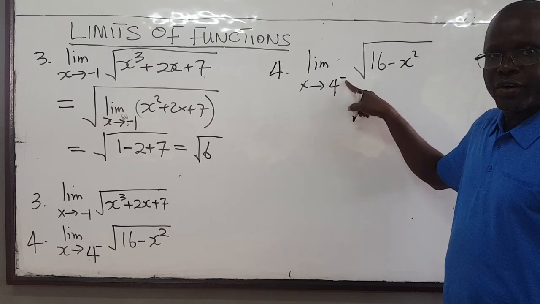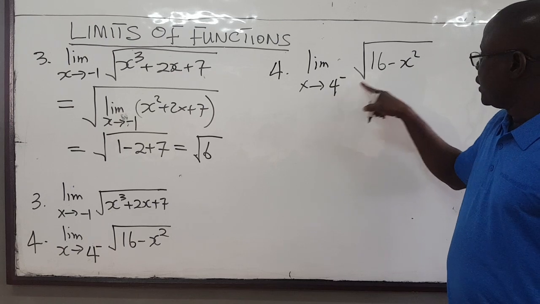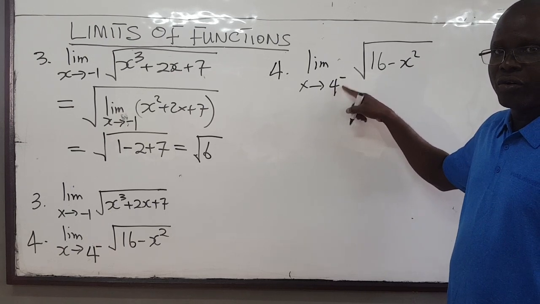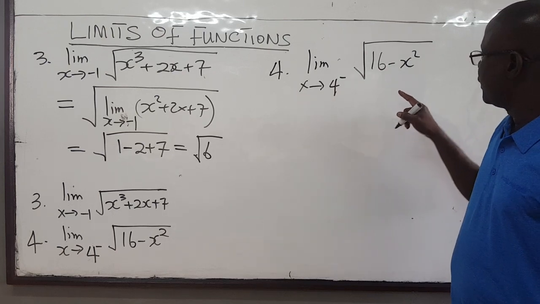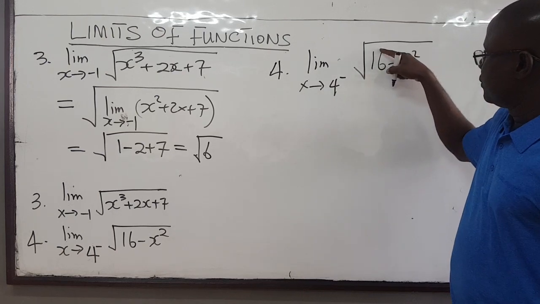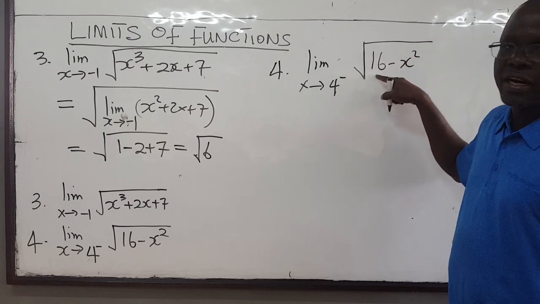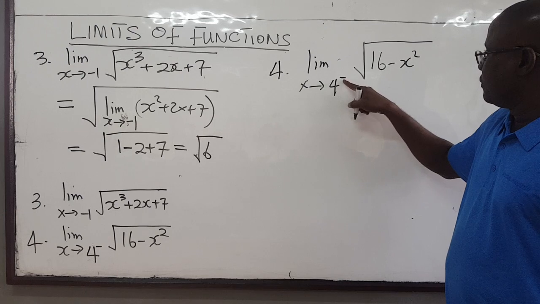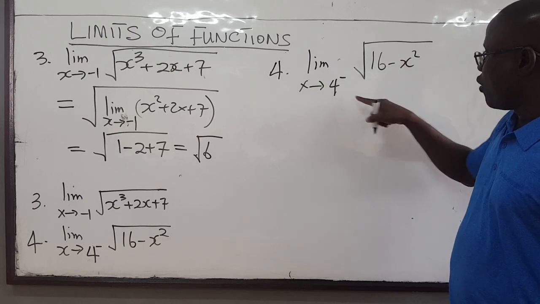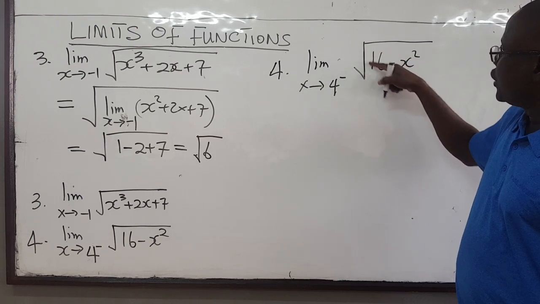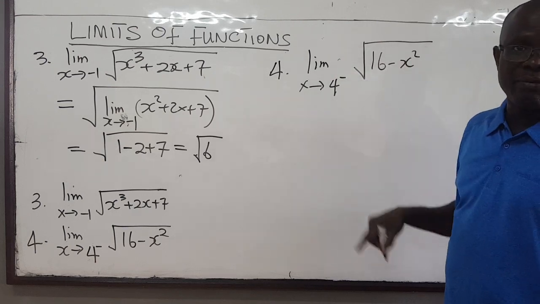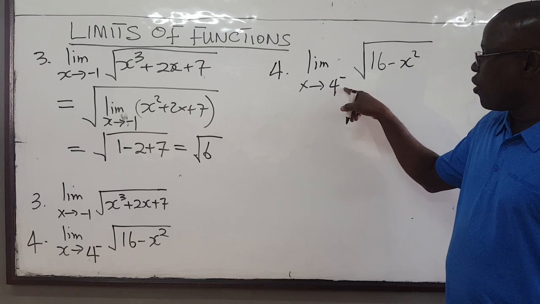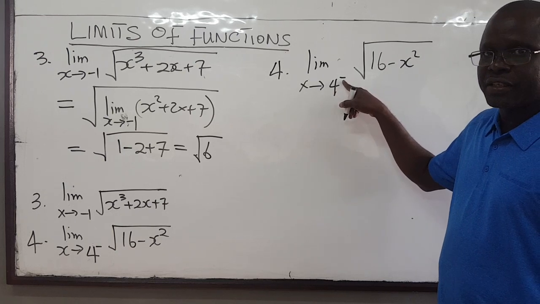Now, approaching 4 from the left hand side is there for a reason. It's very important, because if x is less than 4, approaching 4 from the left, then 16 minus x squared will be positive, and so you don't have a negative under the square root. If we go beyond 4, say 4.5, then this will be negative, and so the limit does not exist. That is why you are approaching 4 from the left hand side.